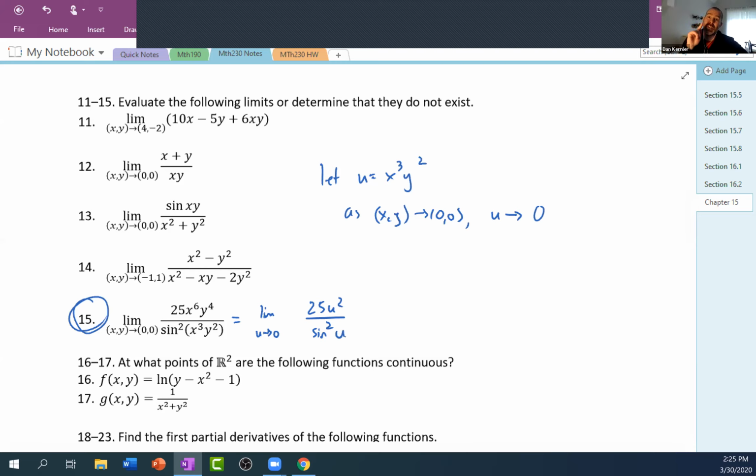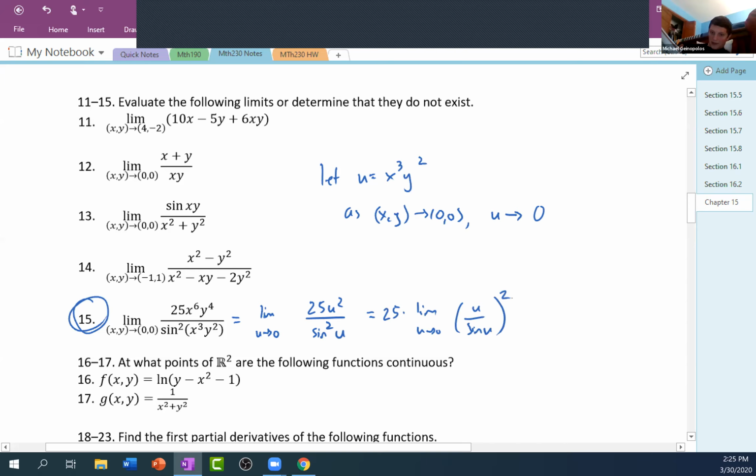Now the question is, what do you remember from Calc 1? Because that's what you need next. You need to remember something from Calc 1. I'll give you a hint. This is 25 times the limit as u goes to 0 of u over sine u, squared. Wouldn't that just be 1? Correct. Yeah, the limit as x approaches 0 of x over sine x equals 1. It'd be 25, right? Because you have the 25 in front. Yep.